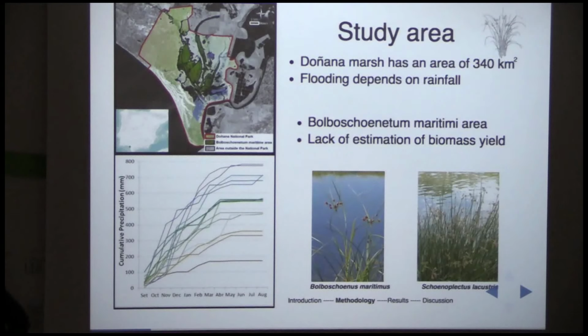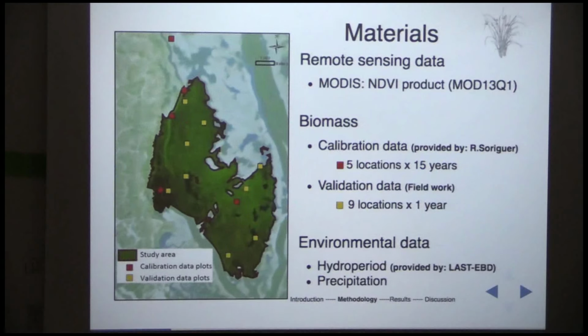Although it's important, there are very few estimations of the amount of biomass that is produced. There are some articles that mention it at some specific times, but really we don't know how much biomass there is in the Doñana marsh. At the end, this is the final study area that we use. I will talk a bit more about the data that we use.